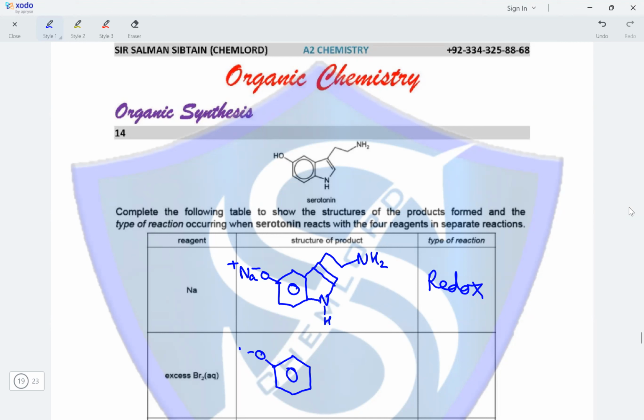So what we would have would be the Br atoms are substituting hydrogen atoms on both sides of the OH group. The carbon atoms adjacent to it will have Br placed on them in place of hydrogen, and the rest of the molecule stays as it is. And this reaction is called electrophilic substitution.